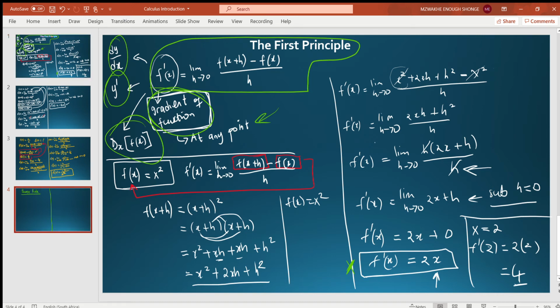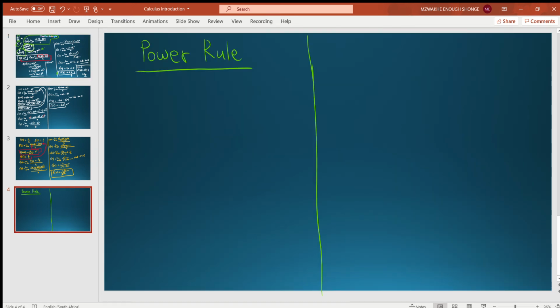Now in this video I'm going to show you how to find the derivative of a function using the power rule, and this is the quickest way you can find the derivative. Unless on the question paper it is stated that you must use the first principle, it is advisable to always use the power rule, because the first principle takes time.